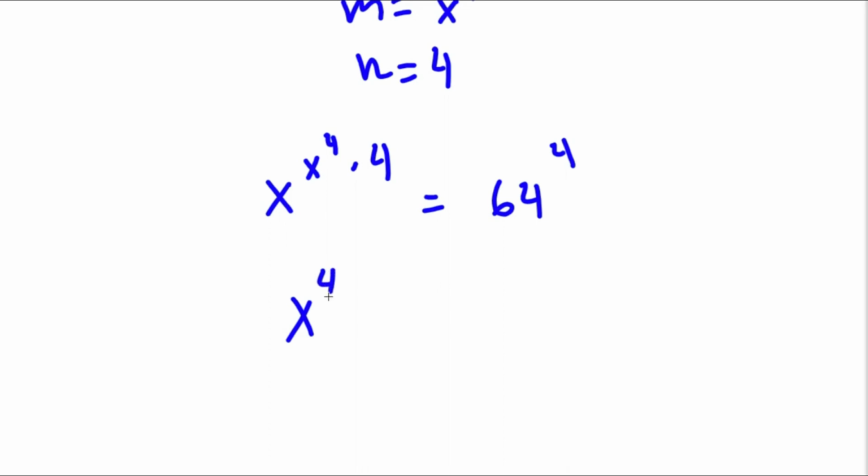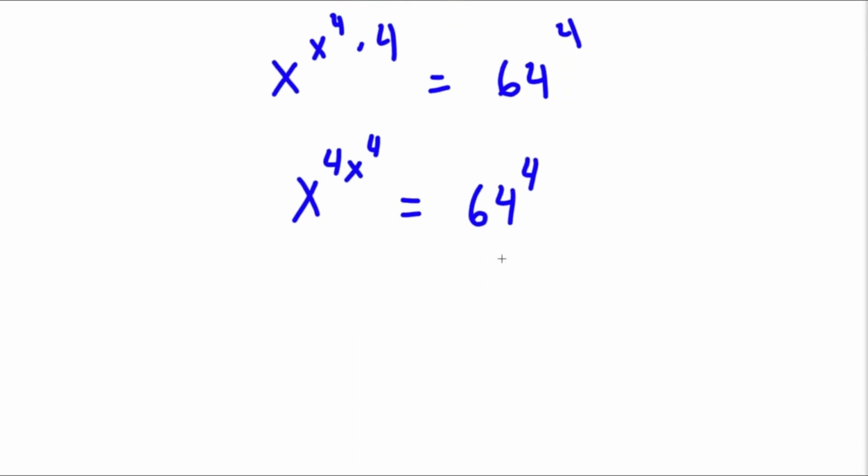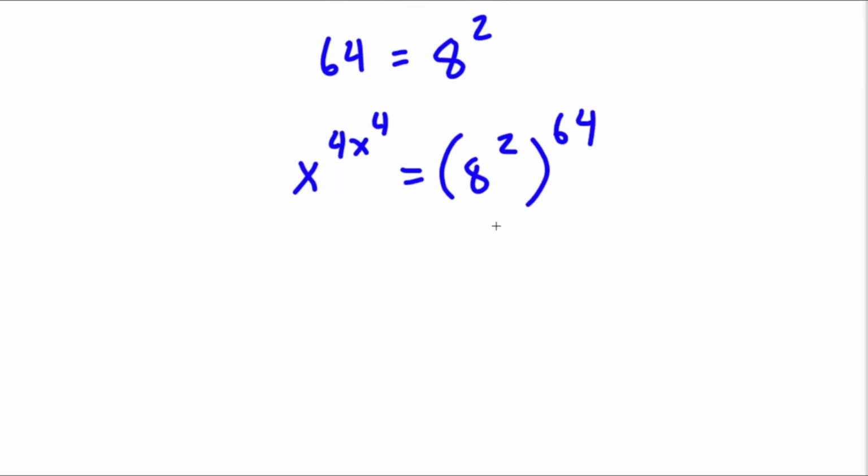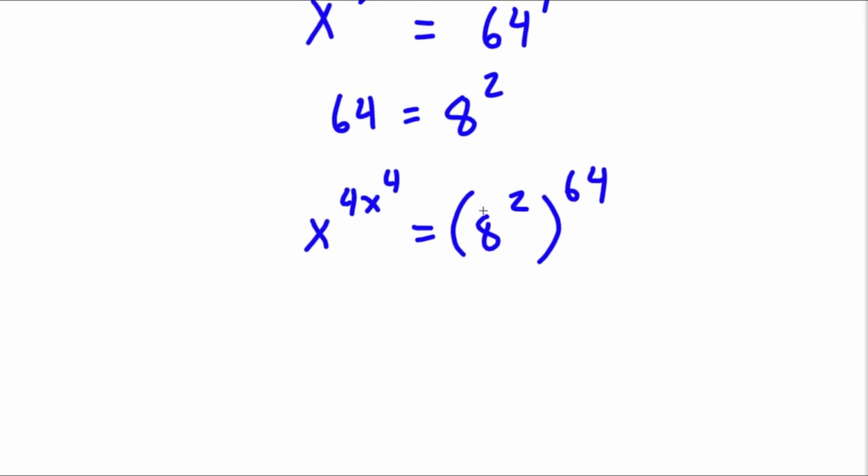So I have x to the power of 4x to the power of 4 is equal to 64 to the power of 4. Now 64 here is the same thing as 8 to the power of 2, or 8 squared. So now I'm going to substitute in 8 squared for 64. So now I have x to the power of 4x to the power of 4 is equal to 8 squared to the power of 4. Sorry, not 64, 8 squared to the power of 4.